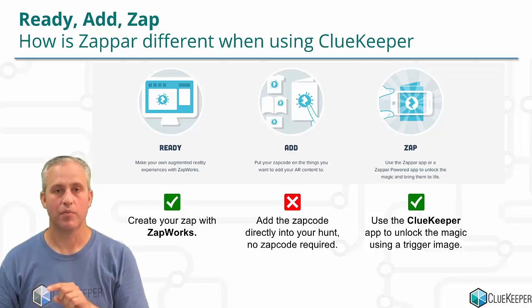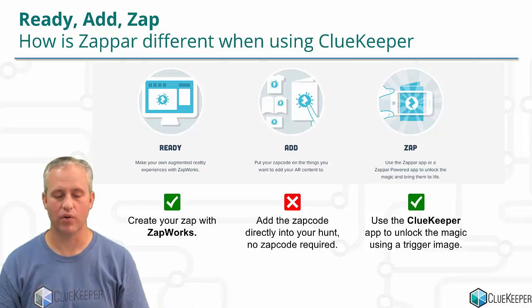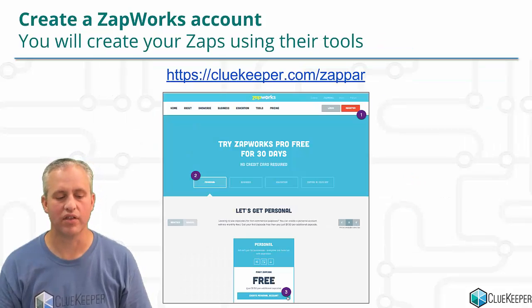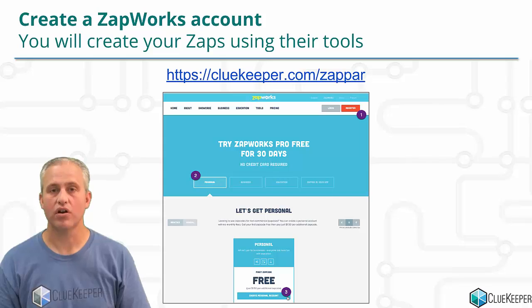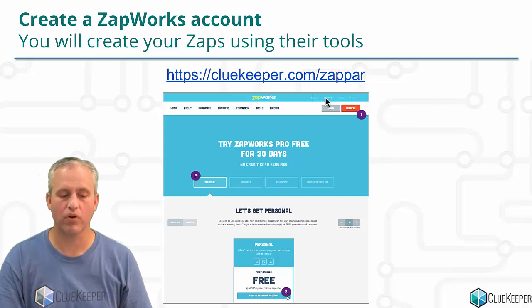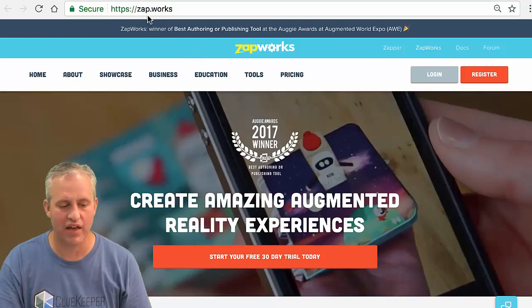With ClueKeeper, you're going to be using the ClueKeeper app. Obviously, with their information, they'll talk about how you could use the Zappar app. But for us, we're going to do everything within ClueKeeper. So that's kind of a little bit of background on these things. Let's go ahead and get started in building our first experience. So to hop over to the ZapWorks site, there's a link here, cluekeeper.com/Zappar, and you can click on that. Now, interesting enough, that just takes you over to a site, zap.works.